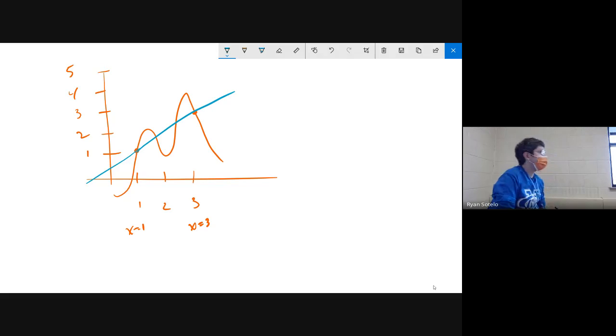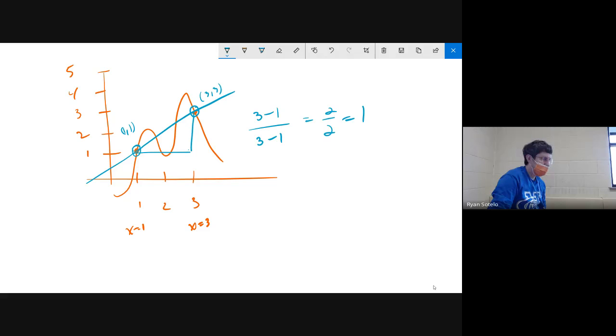So for the average rate of change, they just want you to imagine a line that goes through those two points, and they just want the slope of that line. So you just want the rise versus the run. If it goes from 1, 1 to 3, 3, you rise 2 and you run 2. So the average rate of change is 1 between these two points. You just ignore the curve and imagine a line going through. Does that make sense?